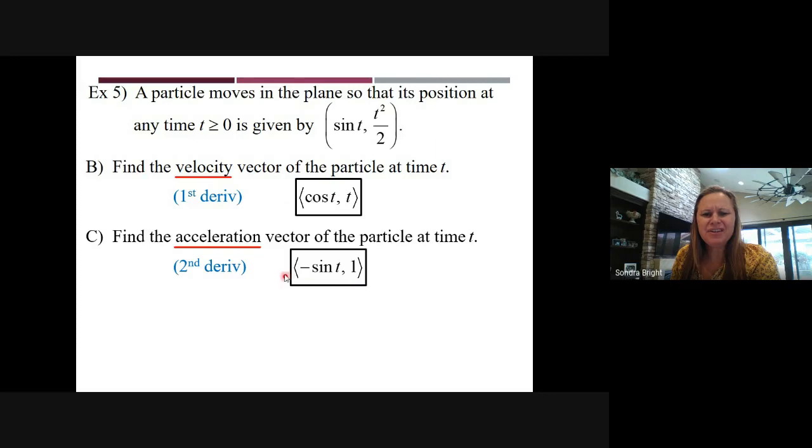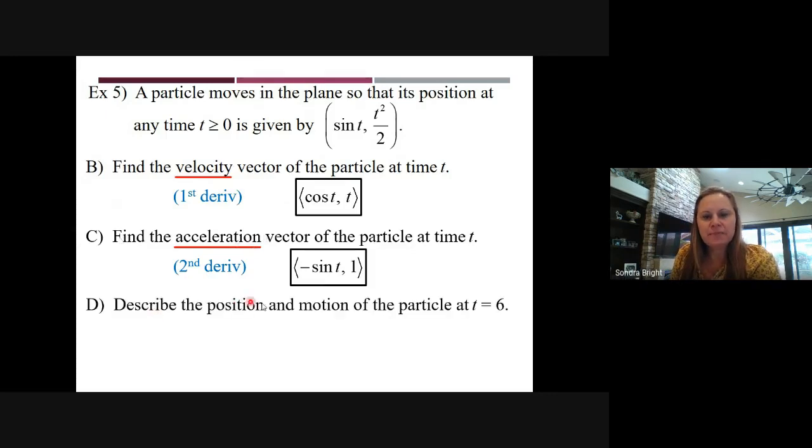Not that you need to know this yet, but next year, if you continue on with me and go to multivariable calculus, you learn that acceleration will actually give you, let's say the position curve is curved. The acceleration will tell you which way it's curving. It'll always point into the curve. Don't need to know that yet, but just an interesting tidbit.